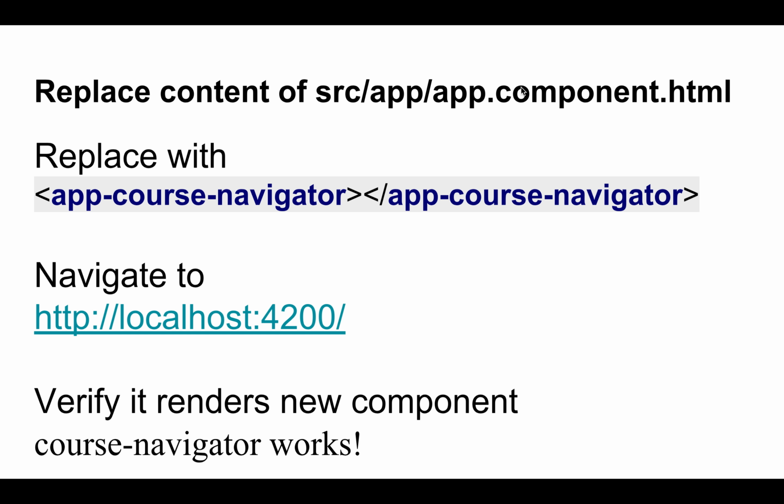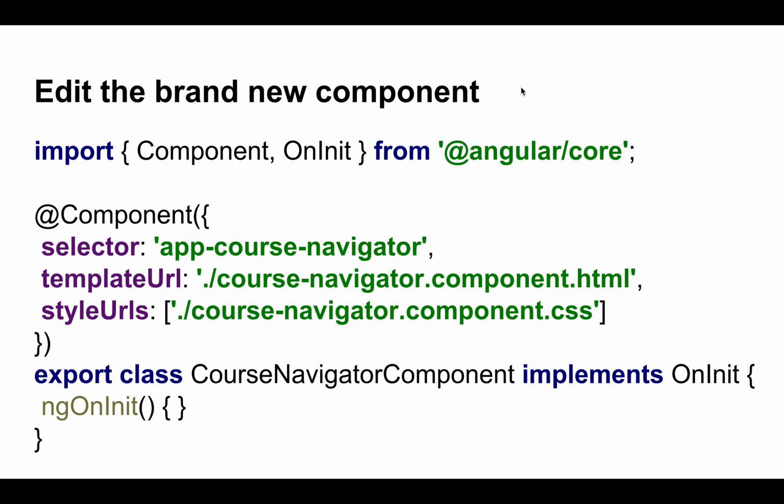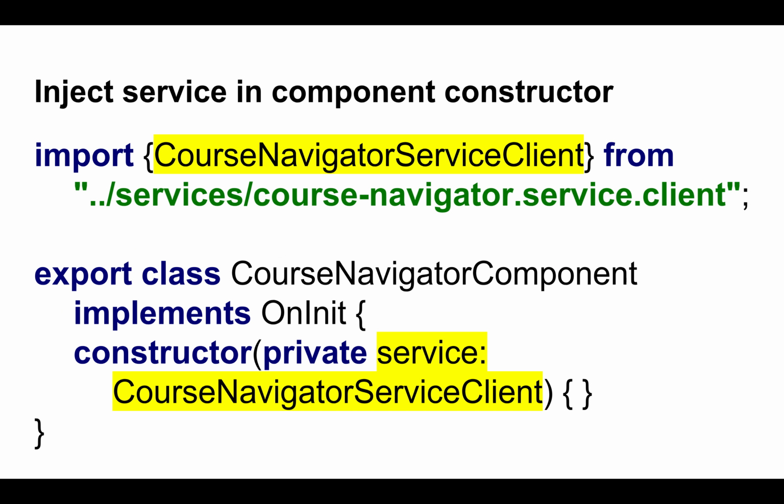What do we want to do? We want to hit that service, right? So we already have the navigator. We have the component. We're going to inject now that RESTful service. We're going to inject it in our constructor. We're going to ask for it, right?